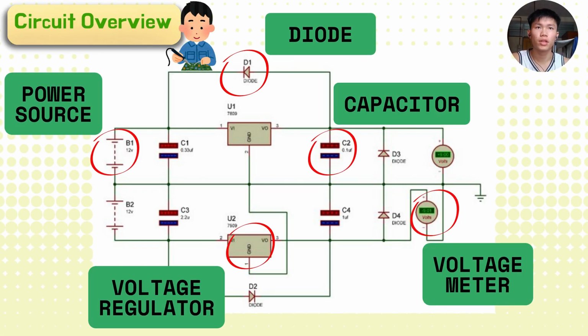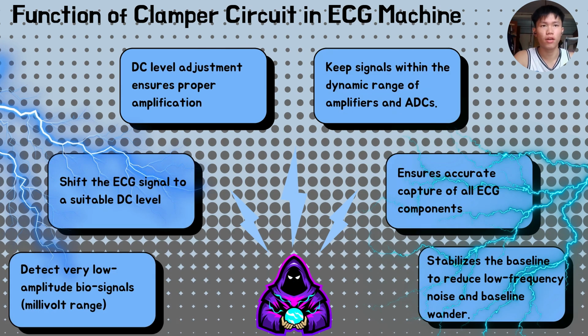So basically, when we look at the circuit overview of the clamper circuit in the ECG, we can find that there are 5 main components that play a role in clamping the signal in the ECG, which are diode, power source, capacitor, voltage regulator, and also the voltage meter. Alright, now let's proceed to the function of clamper circuit in the ECG machine.